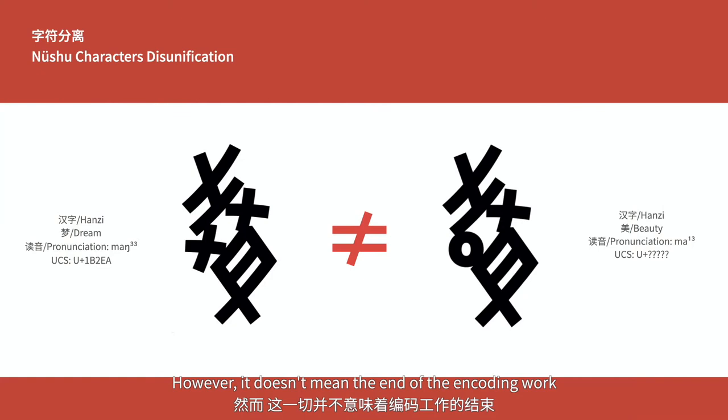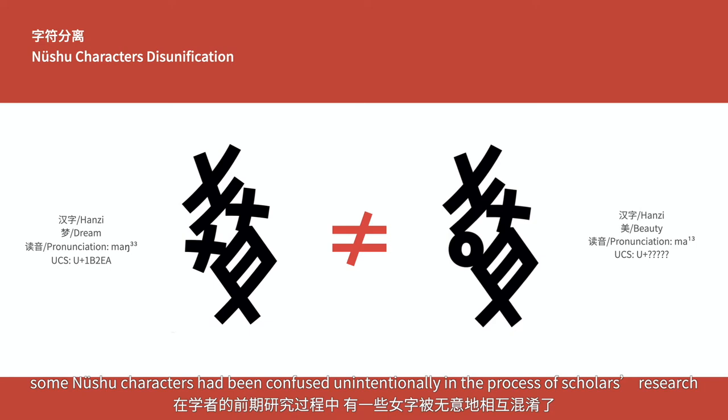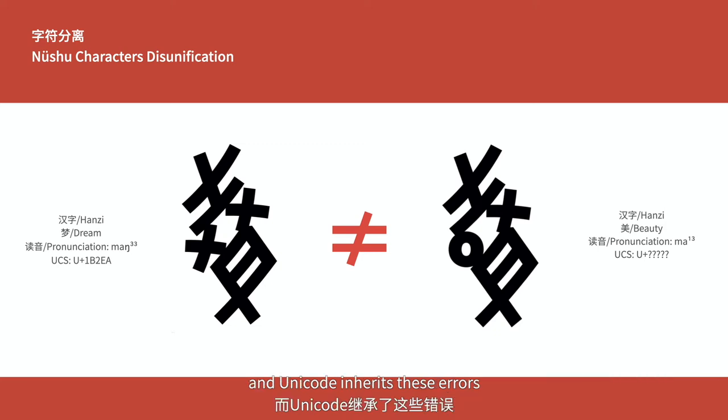However, it doesn't mean the end of the encoding work. Some Nüshu inheritors from Jiangyong County once told us that some Nüshu characters had been confused unintentionally in the process of scholars' research. And Unicode inherits these errors.